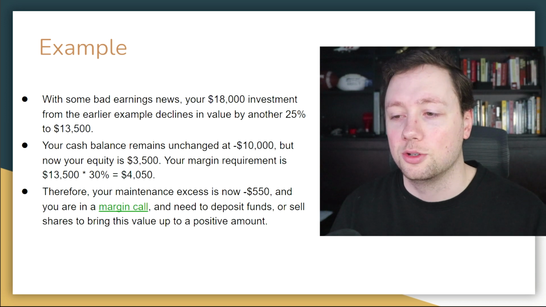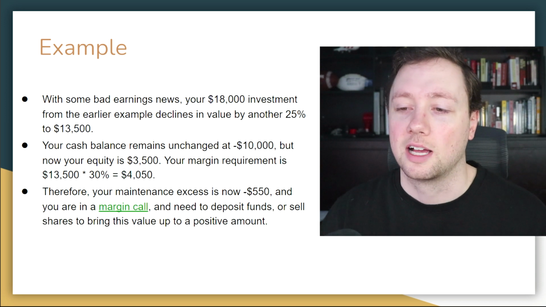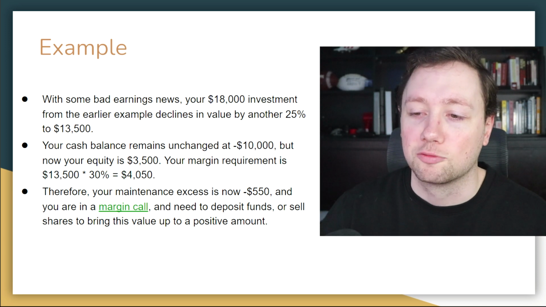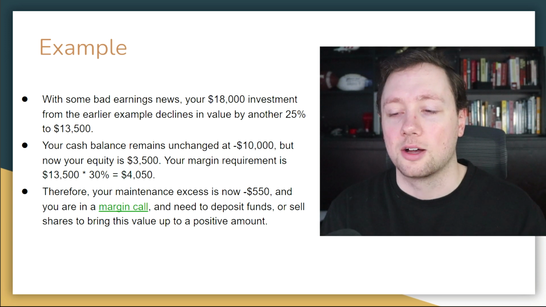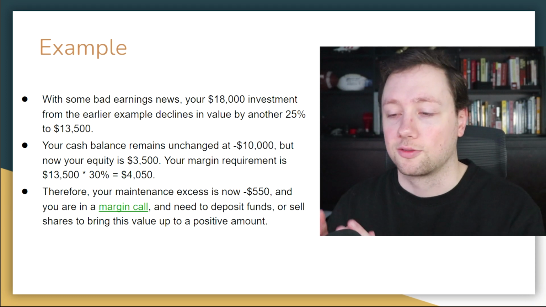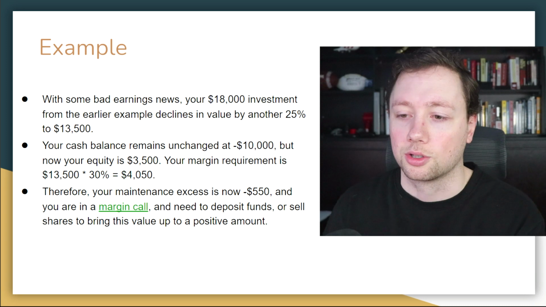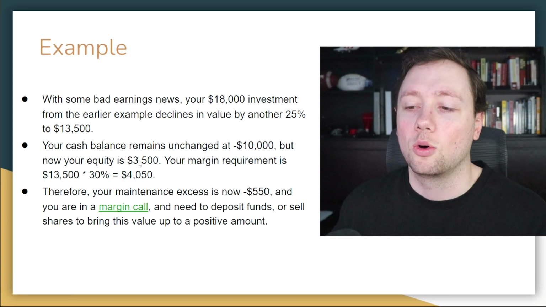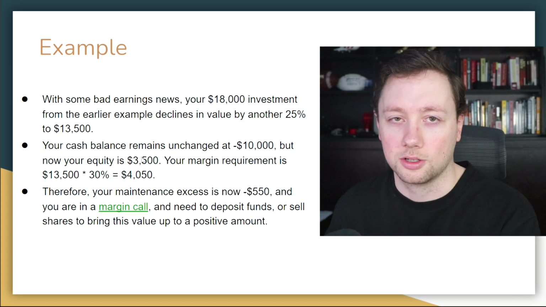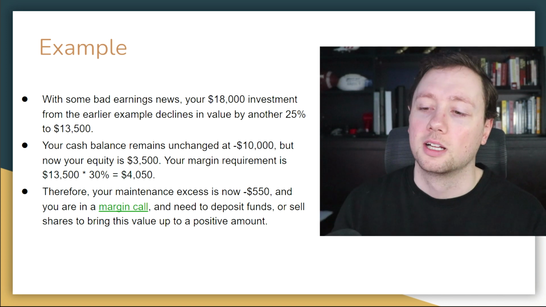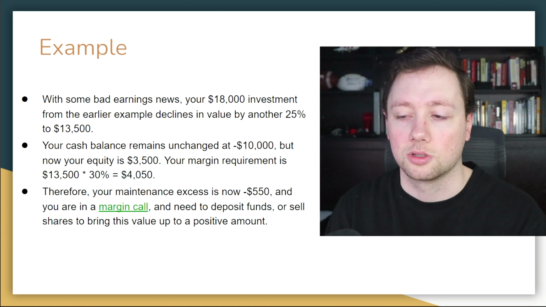Now, with some bad news on your earnings, your $18,000 investment from earlier actually declines in value by another 25% to $13,500. Now remember, you borrowed $10,000 from Questrade or from whatever your broker is, and so unfortunately that means that your equity is now only worth $3,500. You started with $10,000 and your equity, your portion of it, is now only worth $3,500.